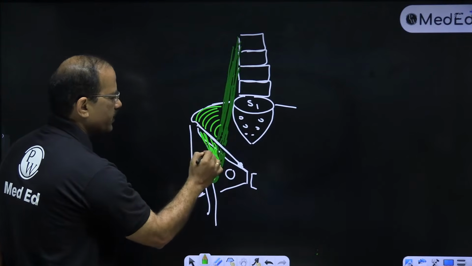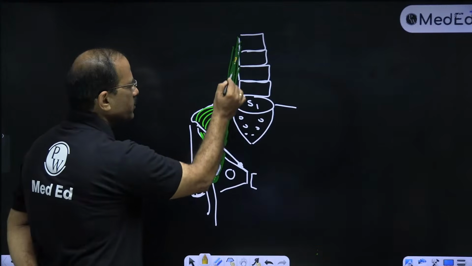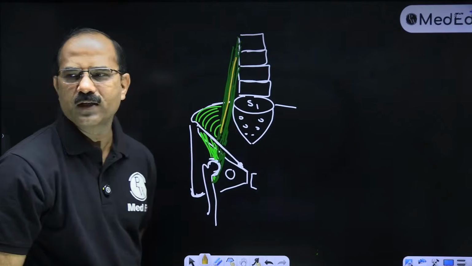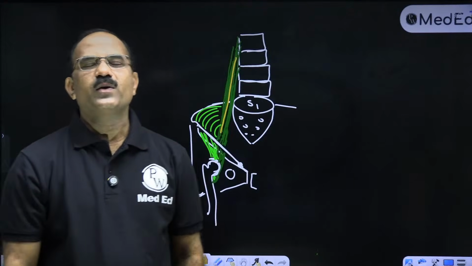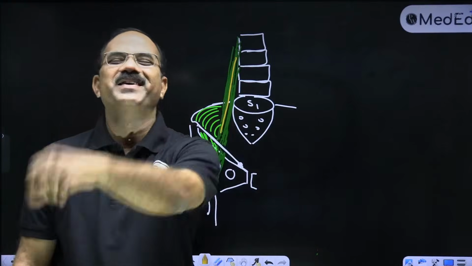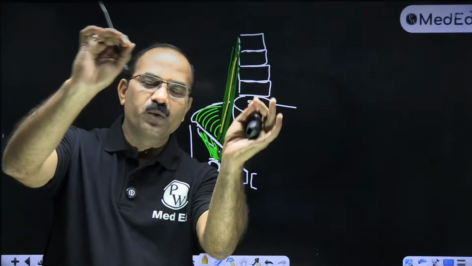Iliopsoas. This also went behind. So iliopsoas. There's a nerve lying on the psoas major. Anyone? There's a nerve lying on the psoas major. Answer this. Very good. Nerve lying on the psoas major. This you should know. This we had compared with a muscle in the neck.